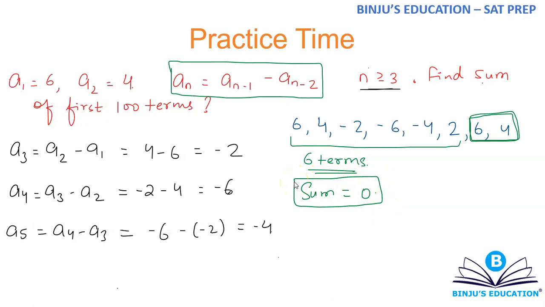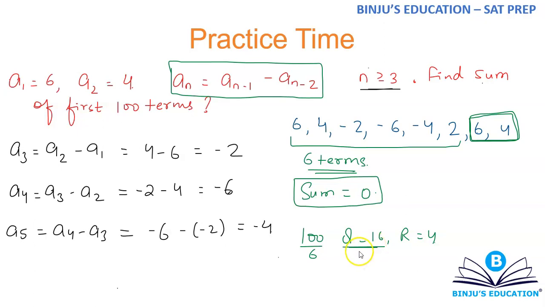That means the sum of the first 6 terms is 0, the next 6 is 0, the next 6 is 0, and so on and so forth. So what you're going to do is divide 100 by 6. When you divide 100 by 6, you get a quotient of 16 and a remainder of 4. A quotient of 16 means you're going to have 16 complete series of 6 terms each.